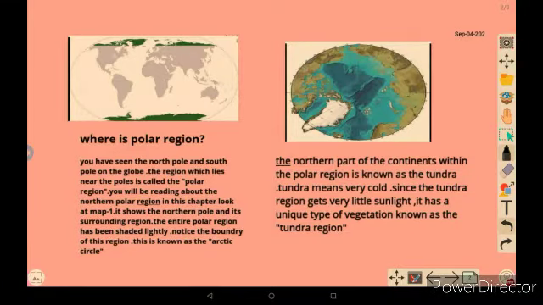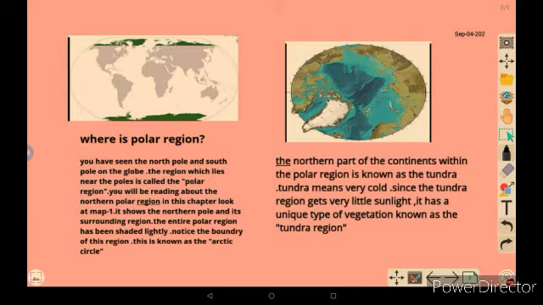As I told you, where is the polar region? You have seen the north pole and south pole on the globe. Here we have a north pole and a south pole. The region which lies near the poles is called the polar region. So the place near the poles of the earth is called the polar region. It is the very coolest place, as we learned.